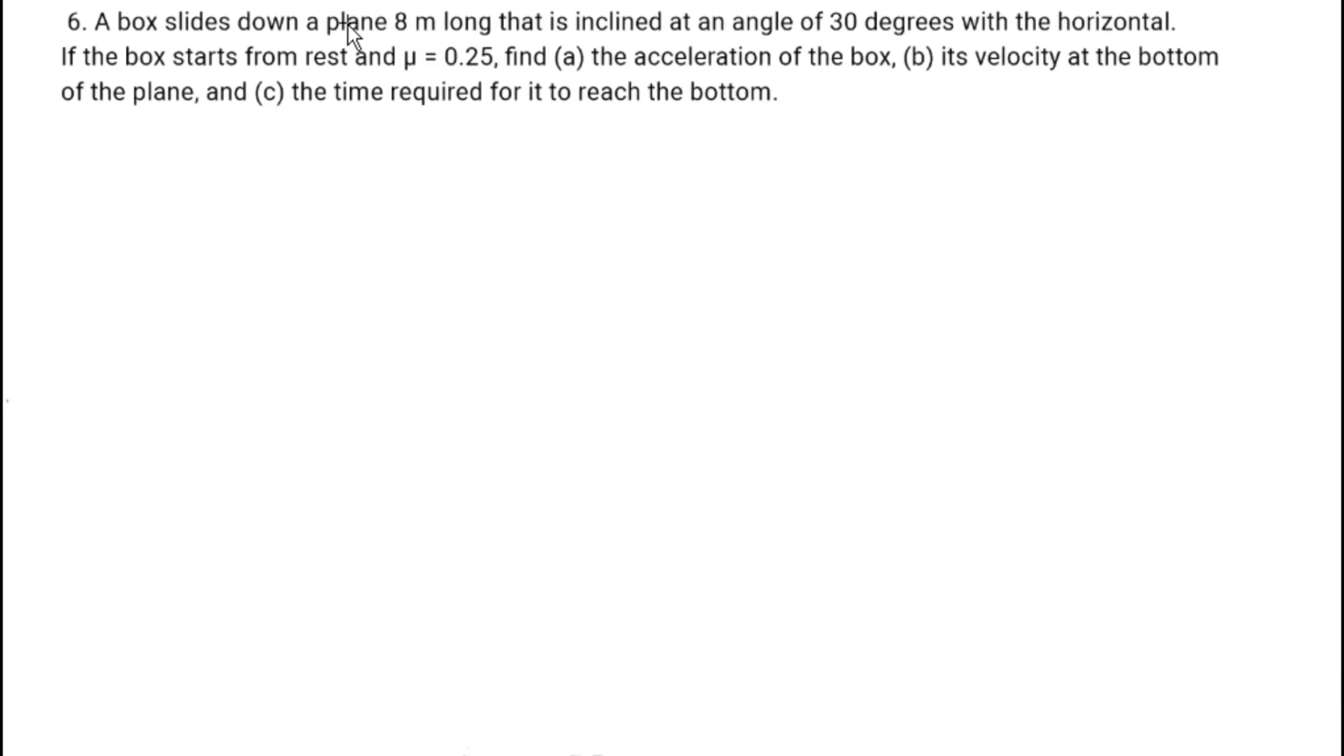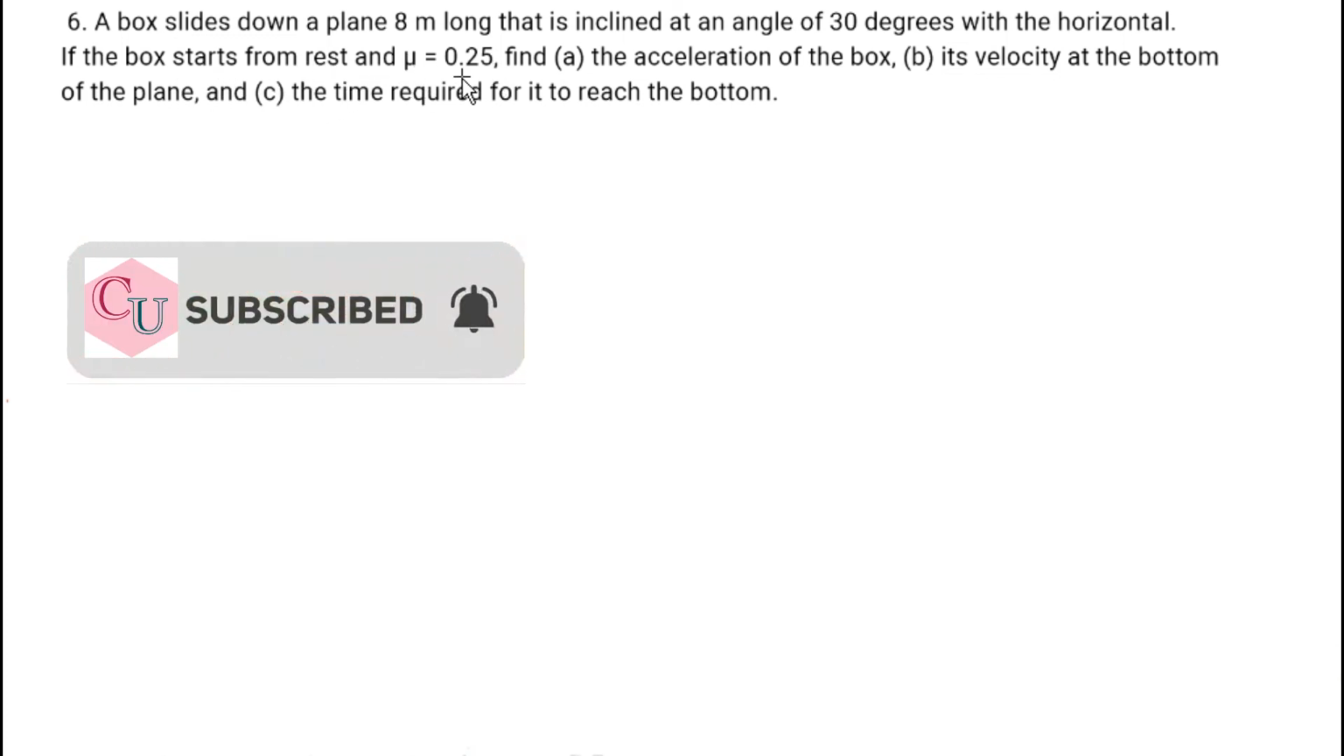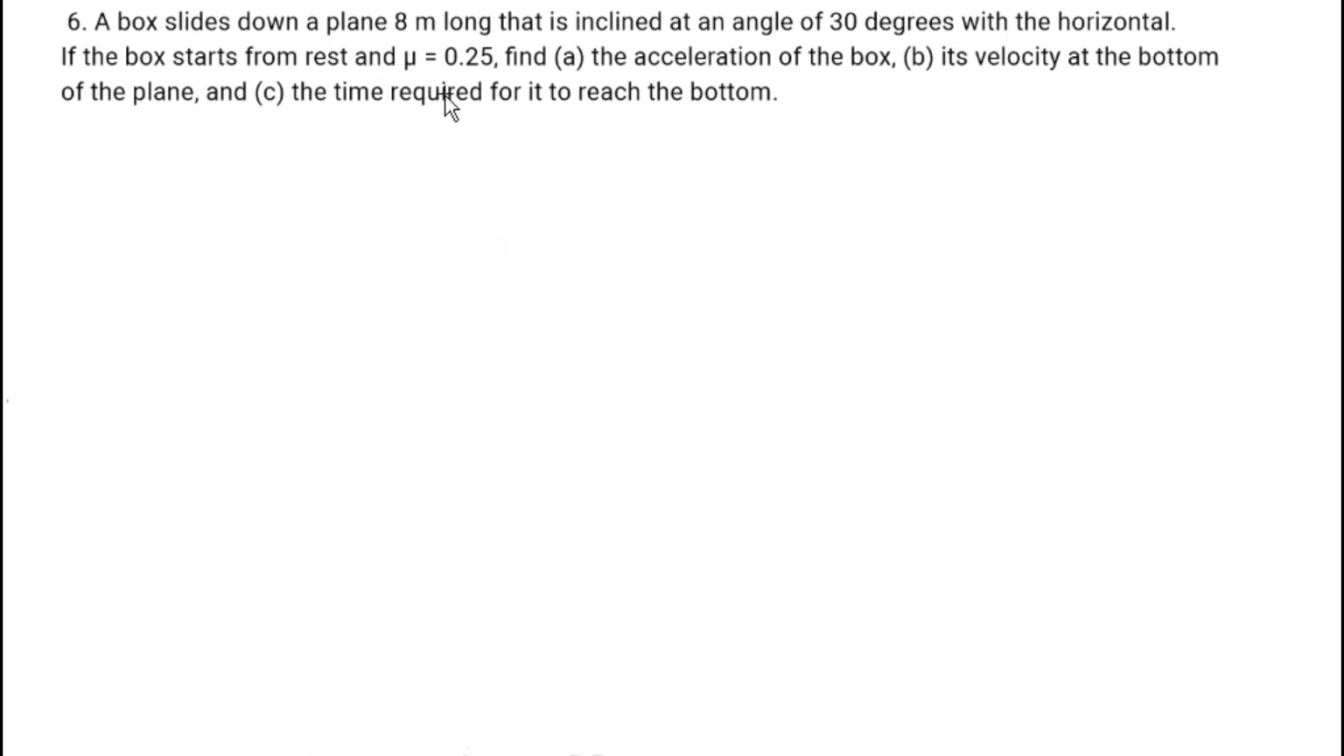A box slides down a plane 8 meters long that is inclined at an angle of 30 degrees with the horizontal. If the box starts from rest and the coefficient of friction is 0.25, find the acceleration of the block, its velocity at the bottom of the plane, and the time required for it to reach the bottom. So let's have the inclined plane right here.